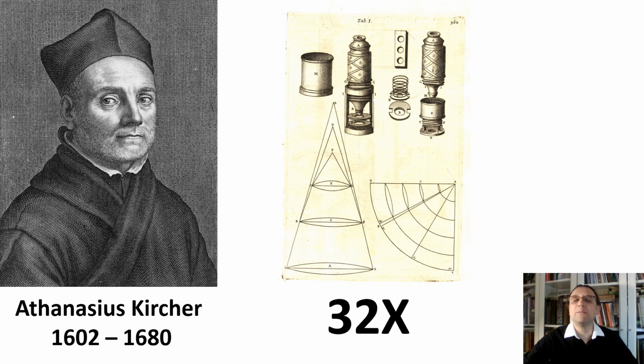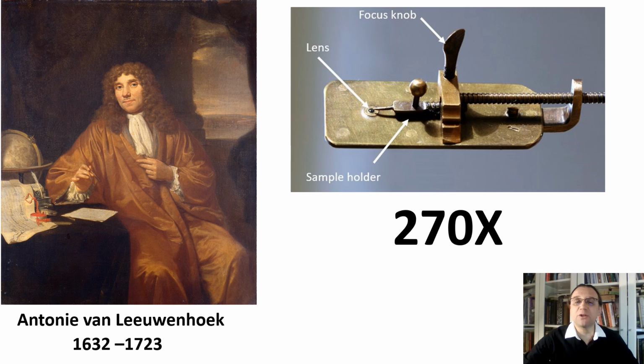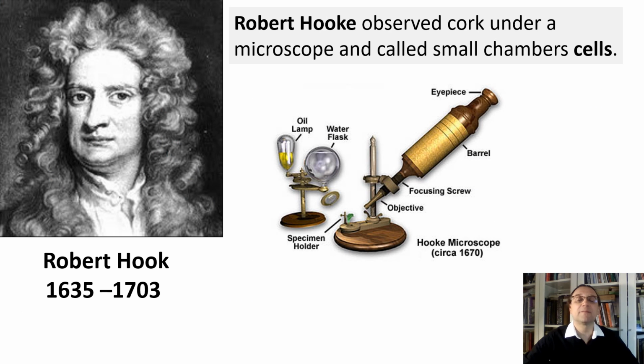Available at that time, Kircher's microscope magnified only 32 times. The scopes fashioned by Leeuwenhoek magnified about 270 times. Another scientist and enthusiast, Robert Hooke, observed cork under a microscope and called the chambers cells. So let me tell you how this actually happened.